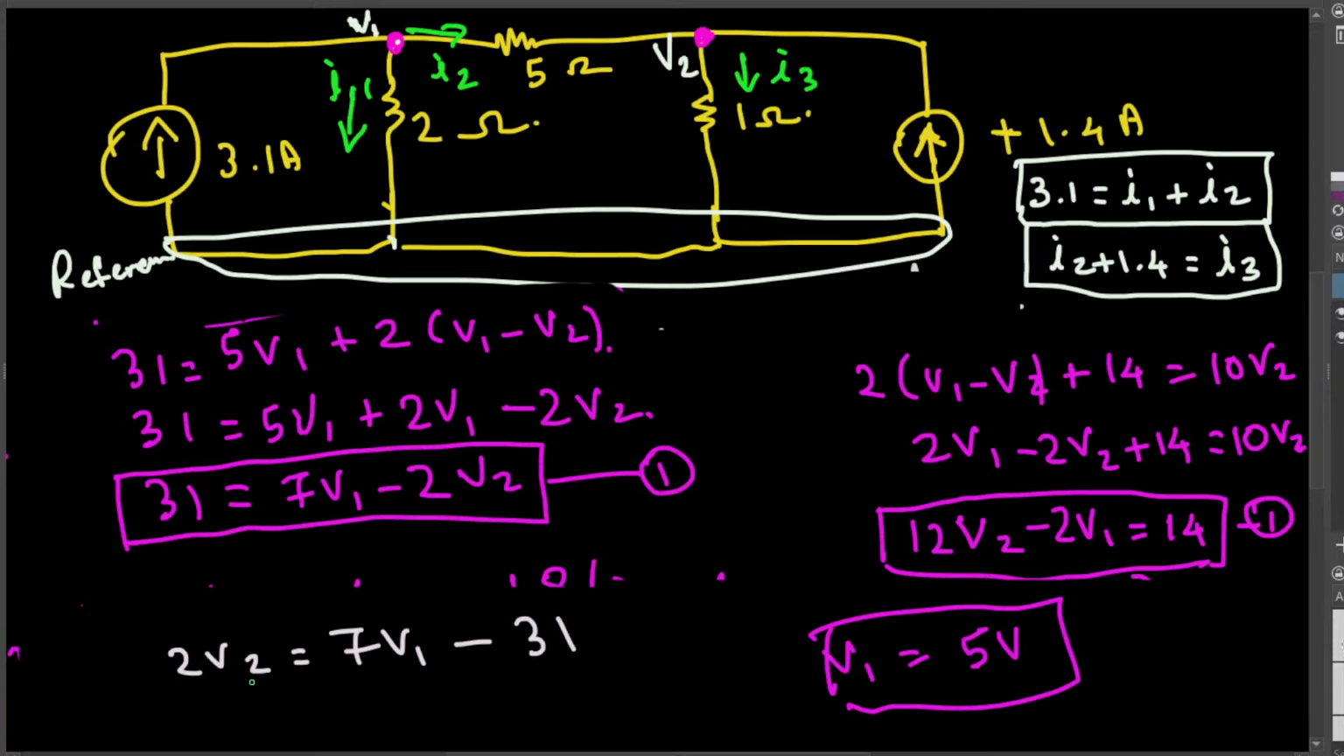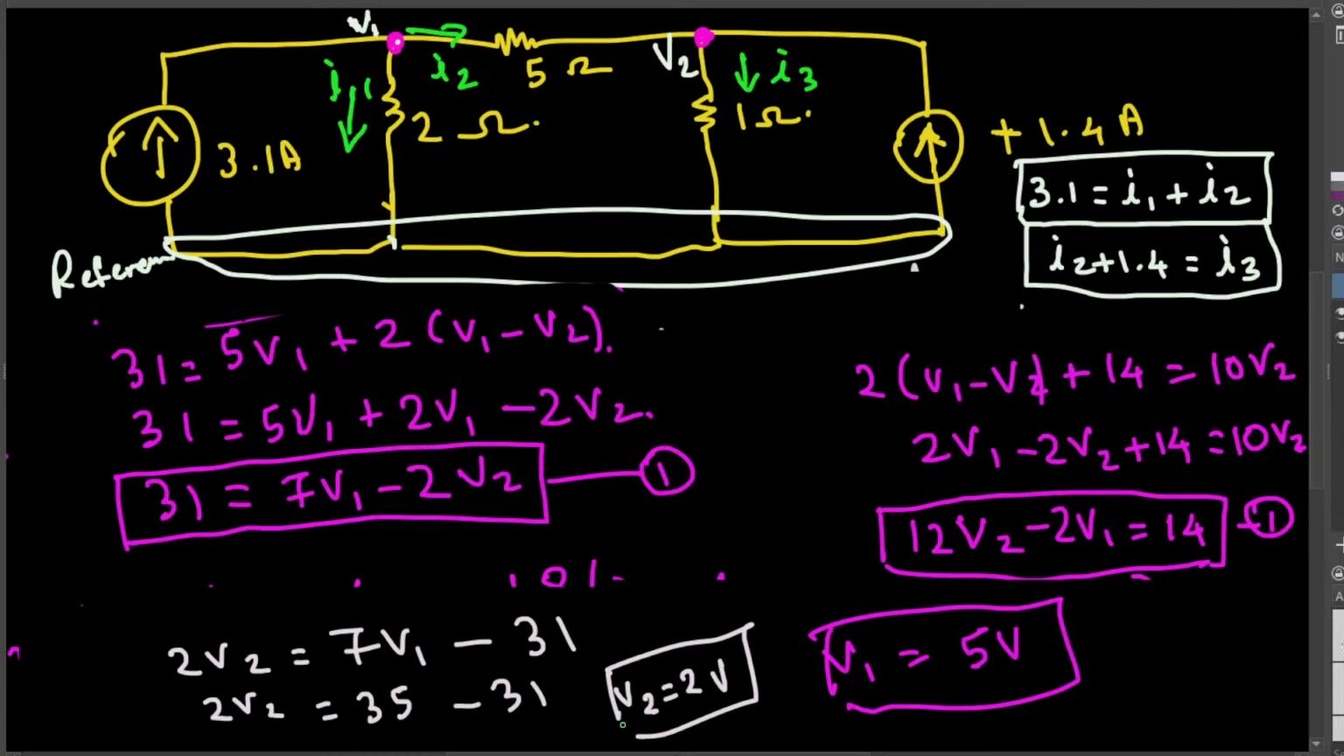Okay, let's substitute the v1 value, that's 5. So 2v2 is going to be equivalent to 5 times 7, that is 35, and then minus 31. 35 minus 31 is 4, and 4 divided by 2, we are going to get 2 voltage. So v2 is equal to 2 voltage. Okay, so we have found v1 and v2. Now we can find anything we want.